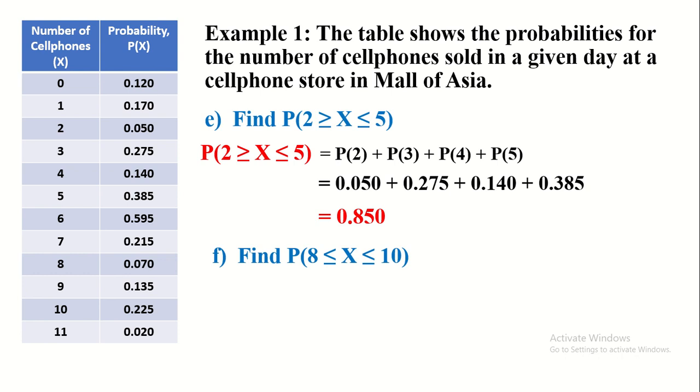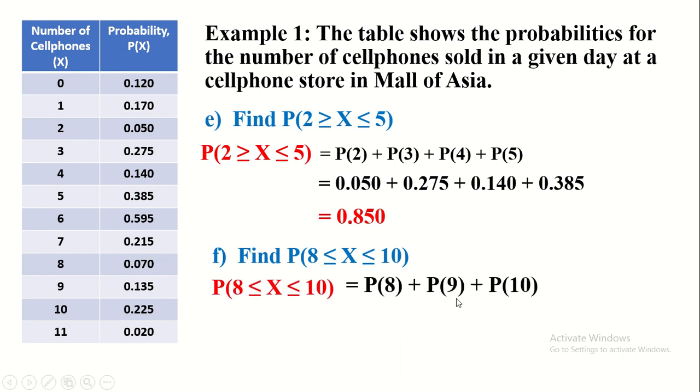Let us take example number 1, letter F. Find the probability of 8 that is less than or equal to x that is less than or equal to 10. Dapat daw yung value ni x ay greater than kay 8 pero less than kay 10. Okay? So, we have the probability of 8 plus the probability of 9 plus the probability of 10. Sinama natin si 8 and 10 kasi may equal sign ka rito. So, we have to substitute.